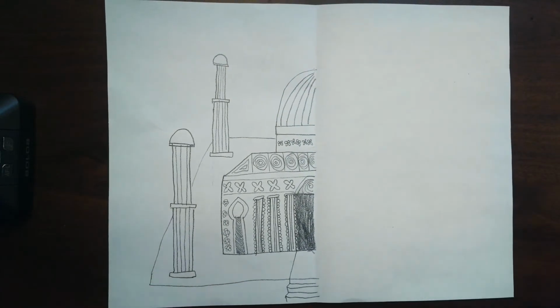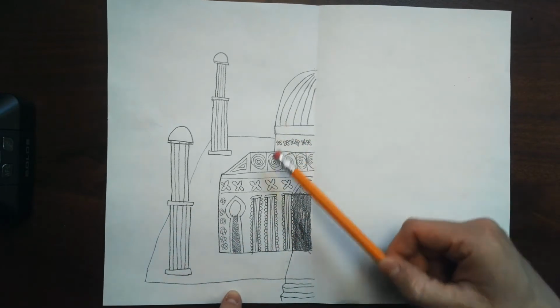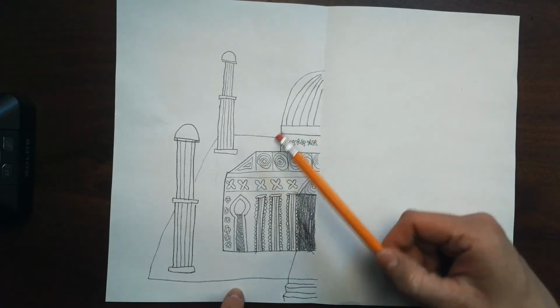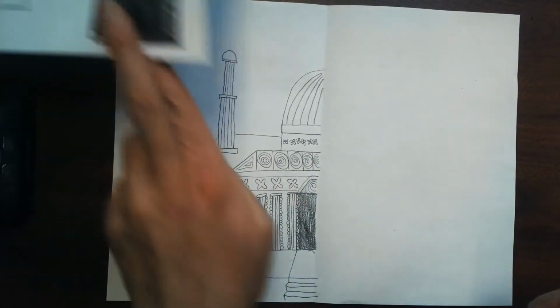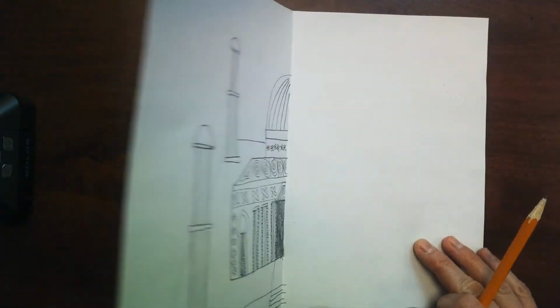So here you can see I've designed my half of my building. I have a dome, I have lots of arabesque patterns, it's very ornate, and I have some minarets. I have used all of my vocabulary words so far because I'm going to make it symmetrical, which means it's the same on both sides.